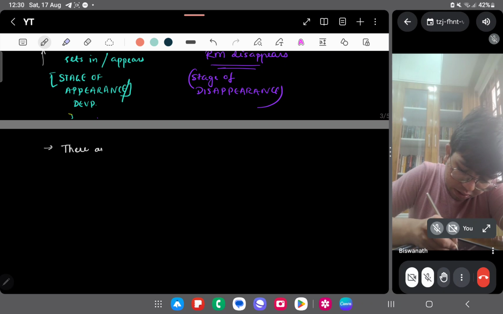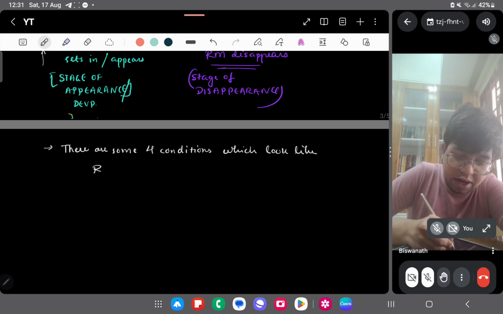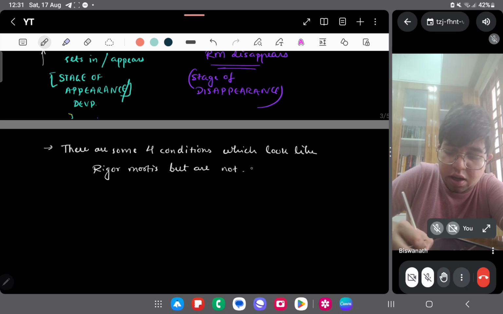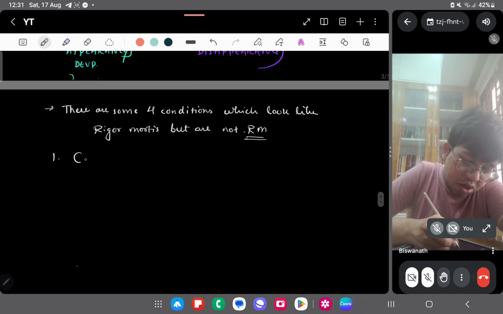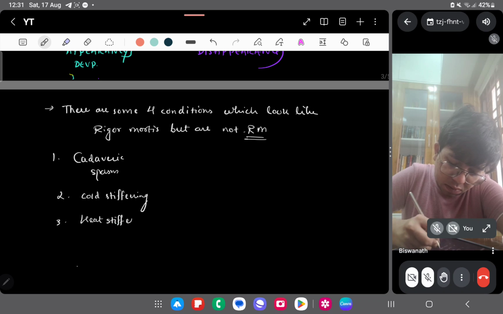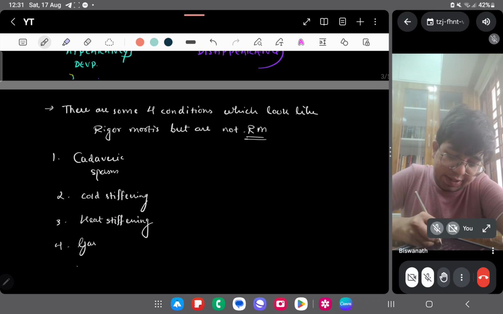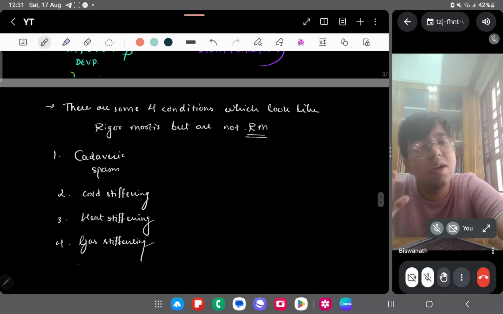there are some four conditions which look like rigor mortis but are not rigor mortis. So conditions simulating rigor mortis. First one is called cadaveric spasm. Second one is called cold stiffening, third heat stiffening, and fourth is the gas stiffening. Okay, cadaveric spasm, heat stiffening, cold stiffening, and gas stiffening.